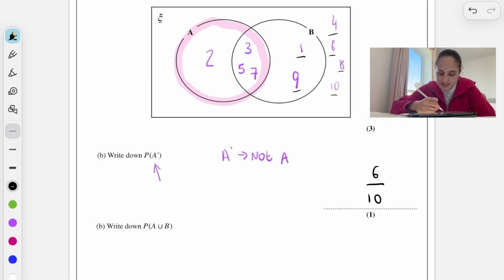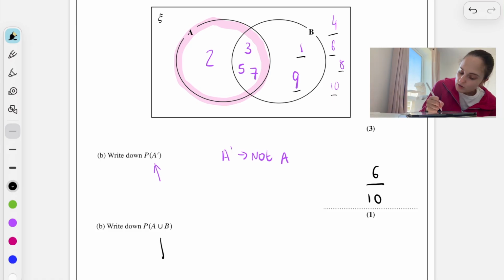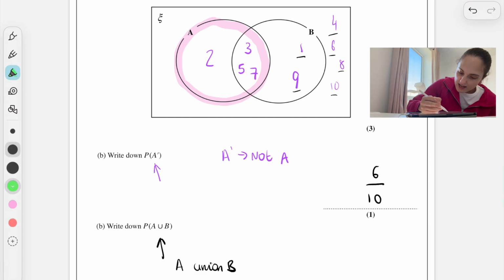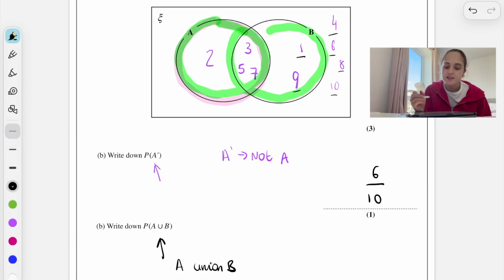This next one says the probability of A, and it has this U looking thing here. This means A union B. We can think of A union B as the universe of A and B, so it's everything within A and B. It's everything that's contained within this here. The number of elements are 1, 2, 3, 4, 5, 6. So we have 6, and the total is 10. The answer to this question is 6 over 10.